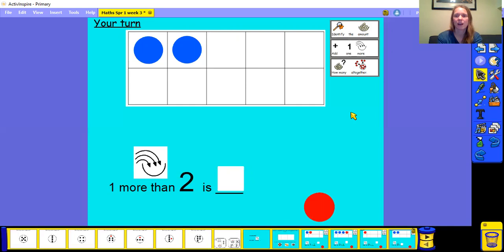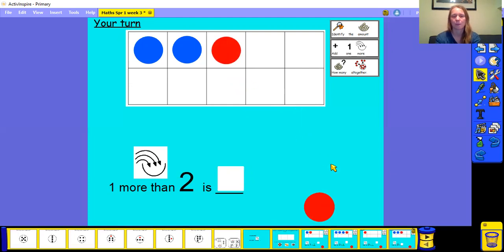Pause the video and have a go. Okay, 1 more than 2 is. So our first number is 2. We have 2 counters already on our 10 frame to help us. But now we need to add one more. Here's one more red counter.